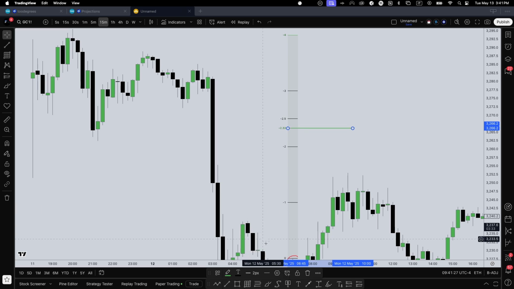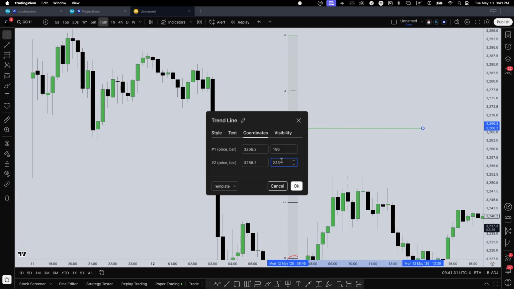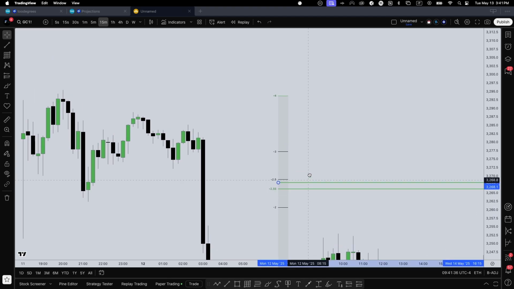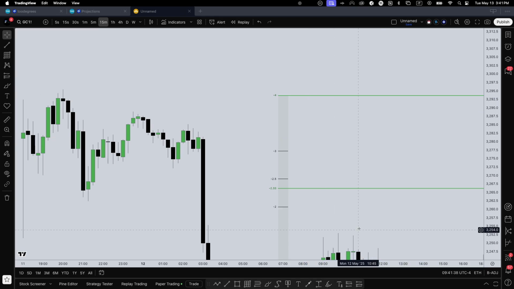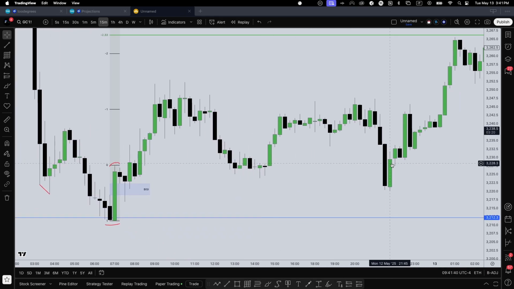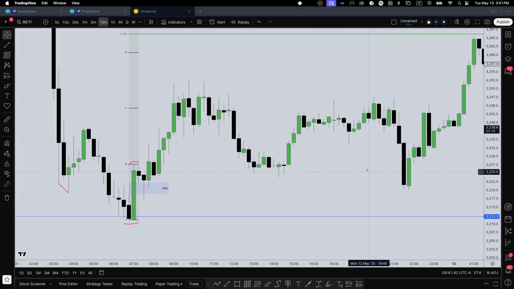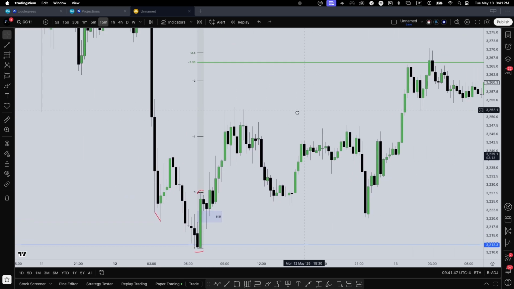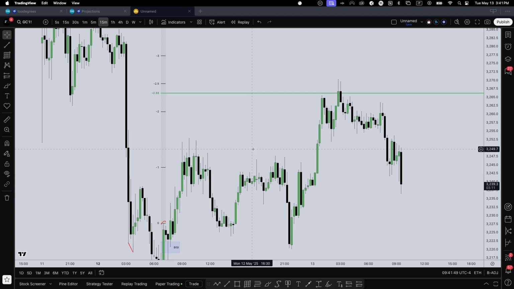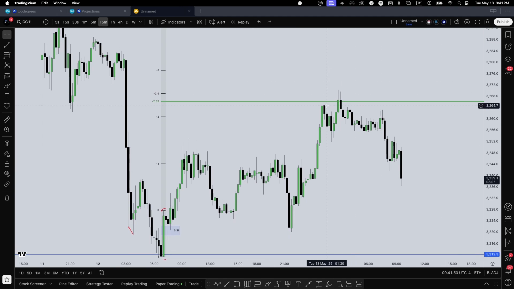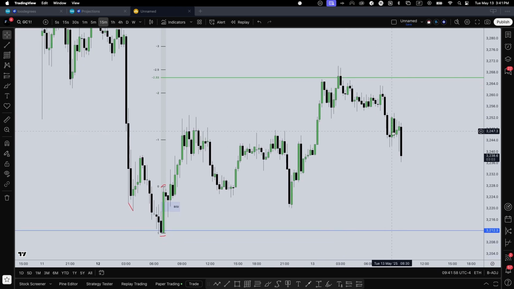Put a line here for the 233 and extend it all the way to the right. Let's just send it into oblivion and then do the same thing for the 4. Now we've been chopping around. At this point over here, we established that we're chopping around and we had to redraw. What happens? Would you look at that? The 233 held. We did have a little bit of a close above. So now we're seeing a bit more of a retracement.